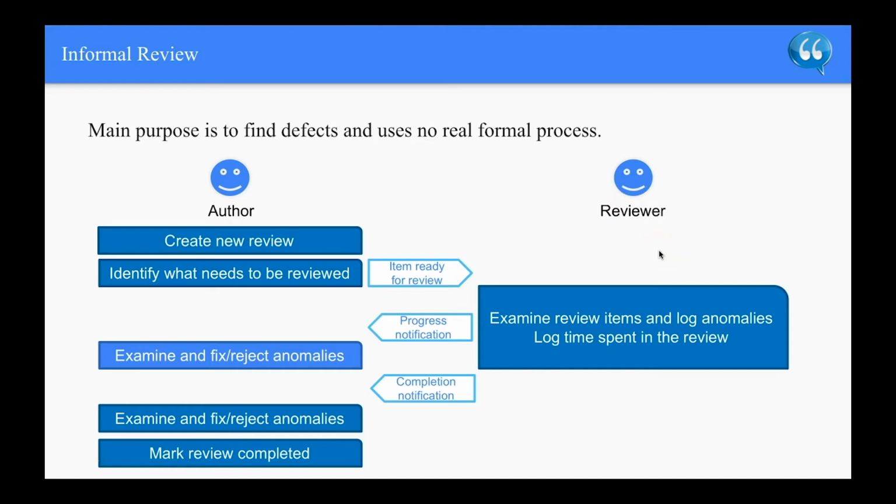The reviewer examines review items, logs anomalies, logs time spent in the review, and progresses the notification, and then the author examines and fixes or rejects anomalies and passes it on again to the reviewer. The reviewer completes again, and then the author examines and fixes or rejects anomalies, and then marks the review as complete.